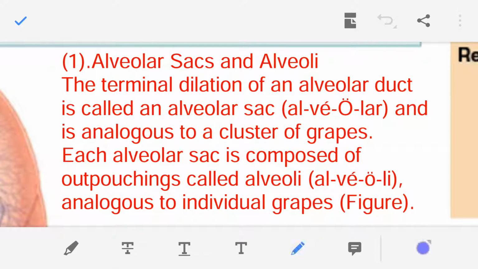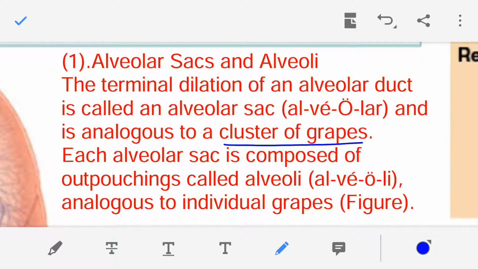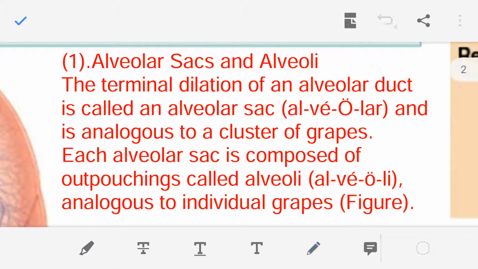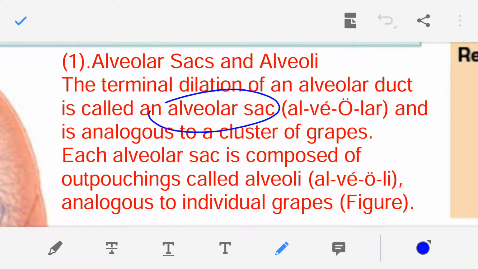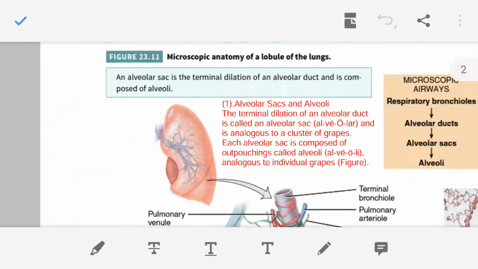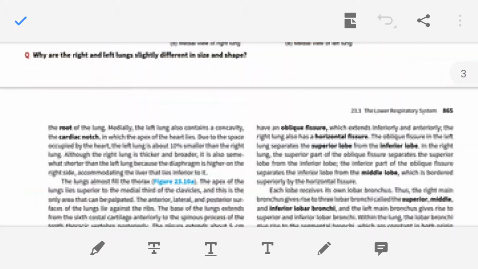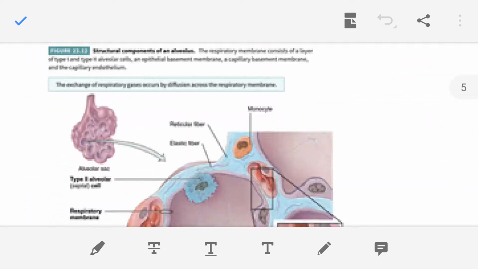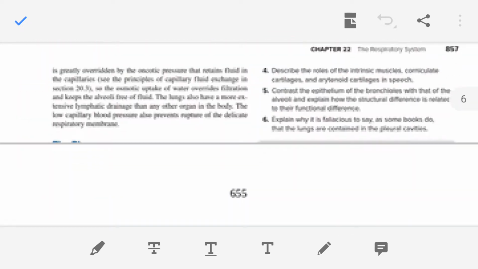In simple terms, the way grapes join together and make a cluster, if we pluck one grape from the cluster, in our hand we will have a single grape. In a similar way, that is the alveolus. We can compare the alveoli with a single, individual grape. Many alveoli together form the alveolar sac. So in the figure I am showing you this point so that you can get a clear idea.